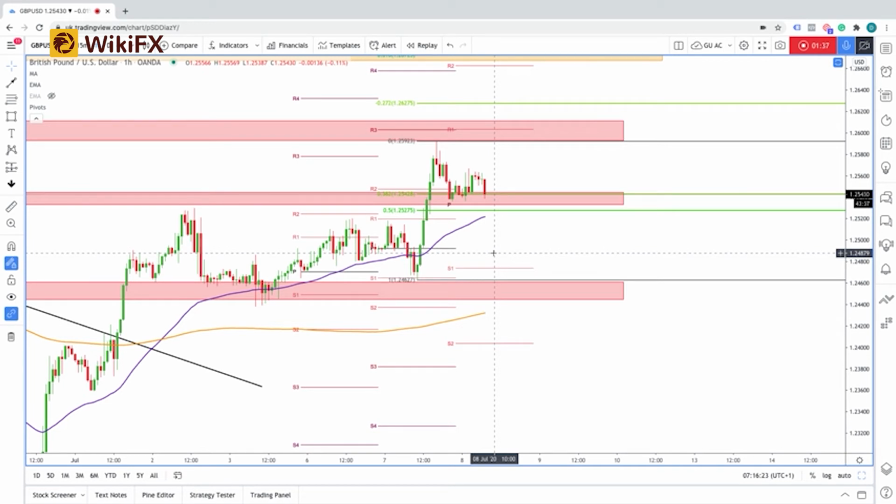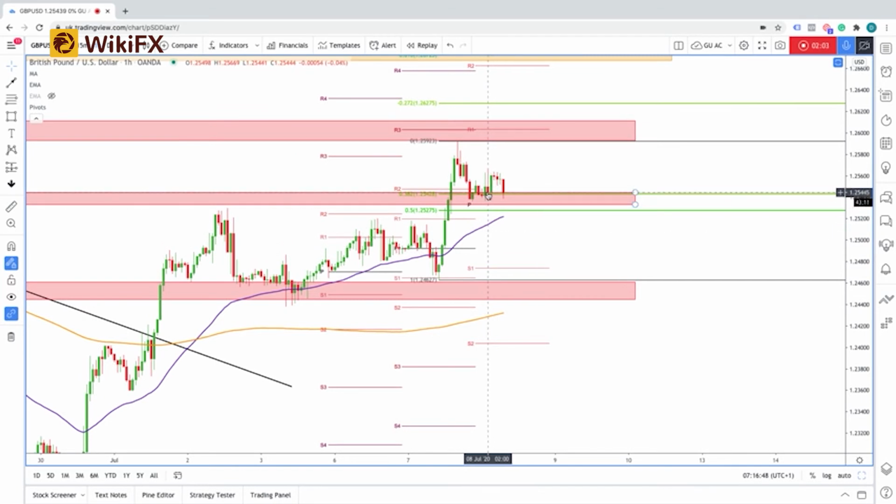We could see some sterling weakness potentially. We did have Boris Johnson reiterating that he is more than happy to walk away with no deal and leave the EU on Australia terms.